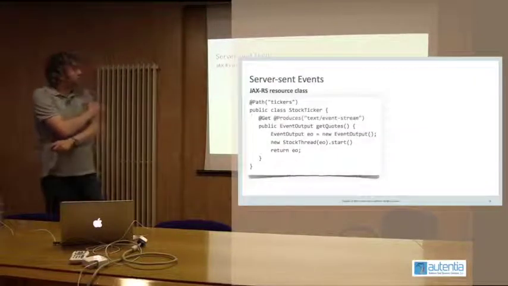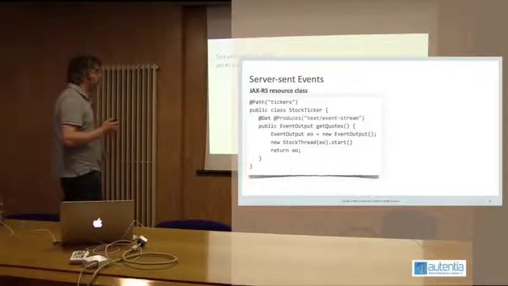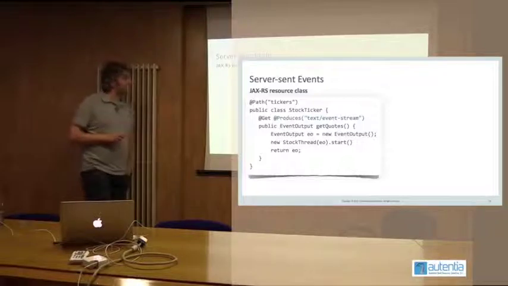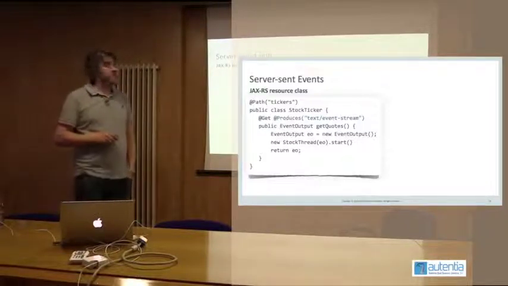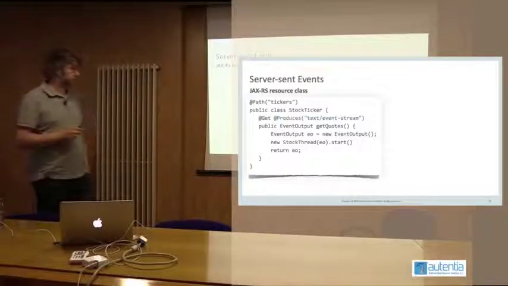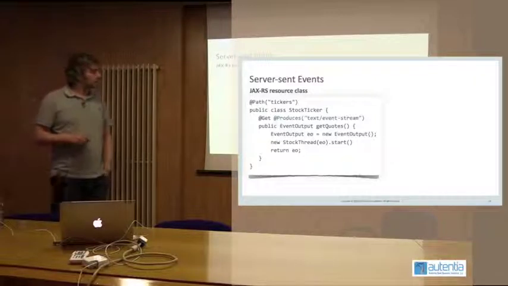So it will look like that. This is basically a JAX-RS endpoint. We have the @Path annotation, @GET, @Produces. The produce type is specific to SSE, obviously. Then we have this new type of object, EventOutput.